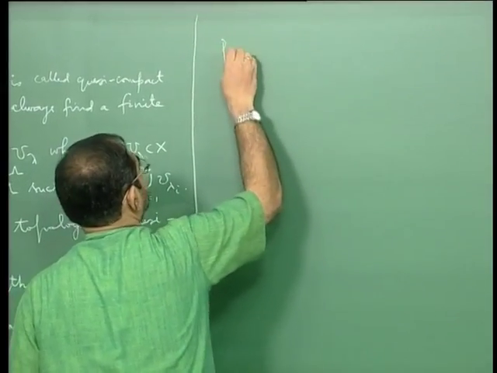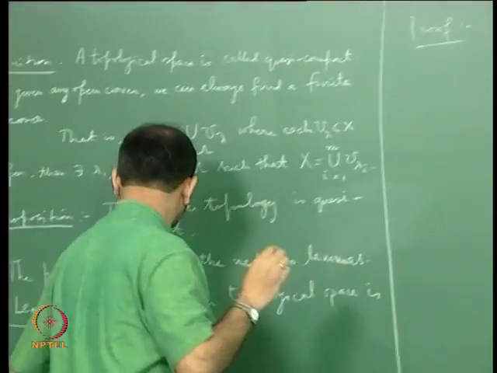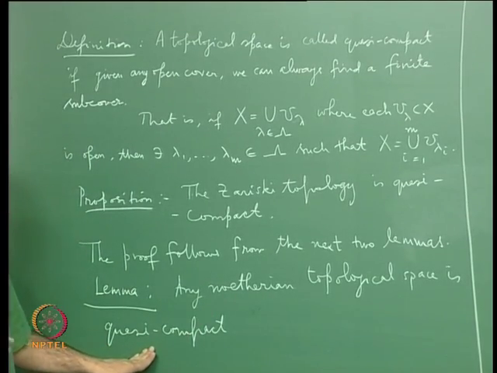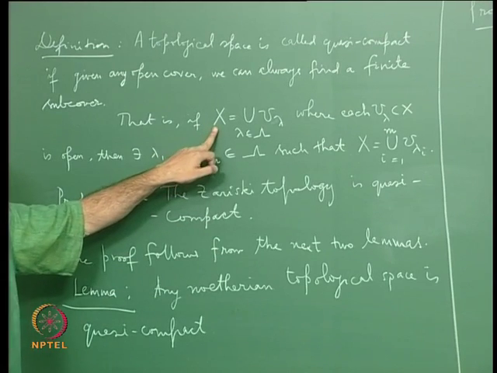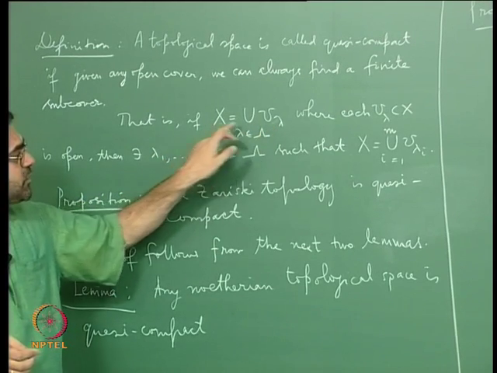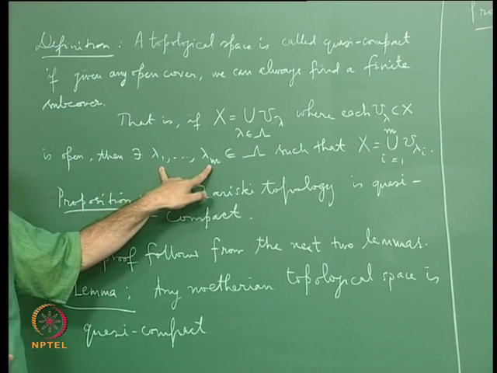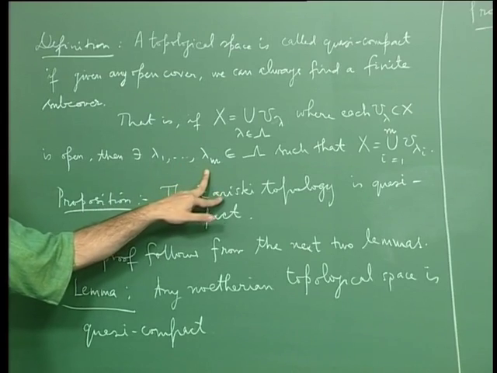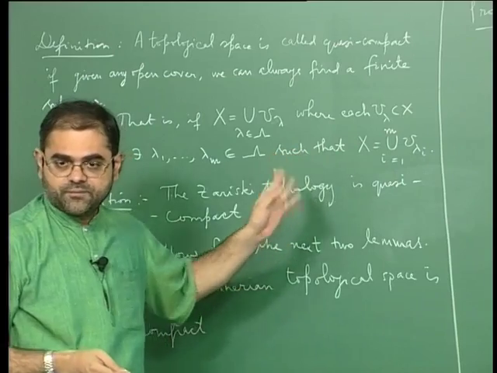Proof: what do I have to show? I have a topological space which is Noetherian, and I have to show it is quasi-compact. So I assume that the topological space is called X, and that U_lambda is an open cover for X. I have to cook up a finite subcover. I have to find finitely many indices lambda such that the corresponding finitely many U_lambda have union equal to X. That is what I will have to do.